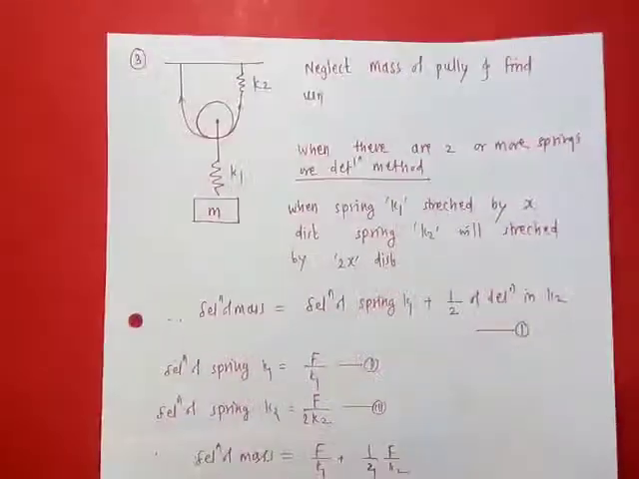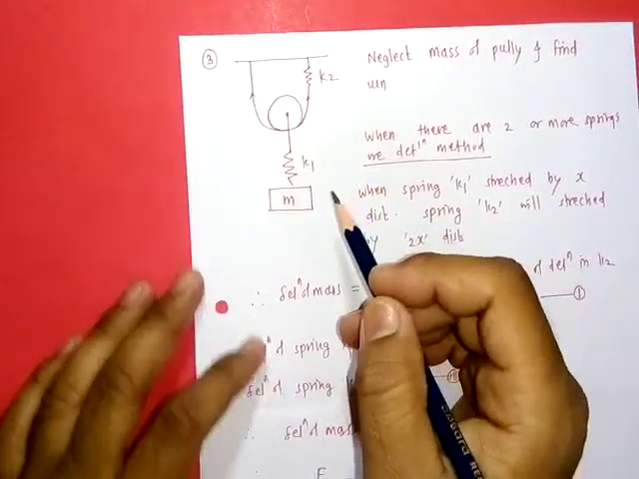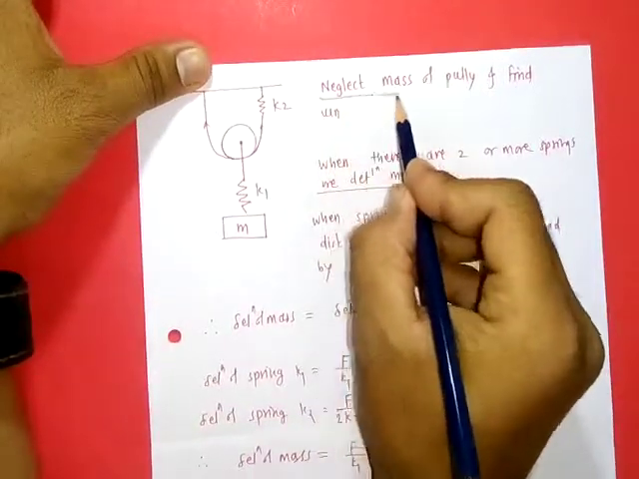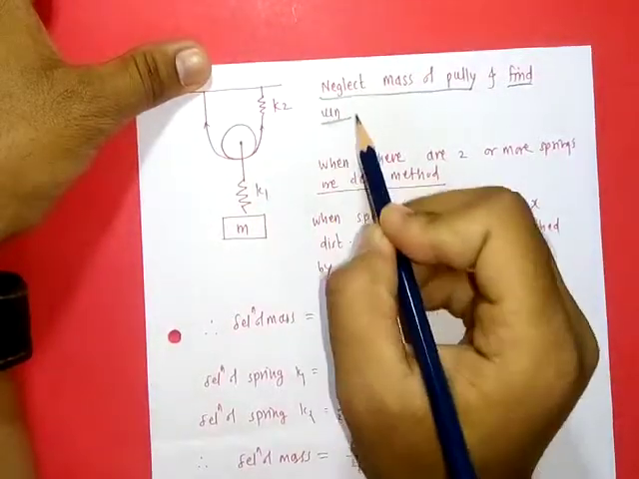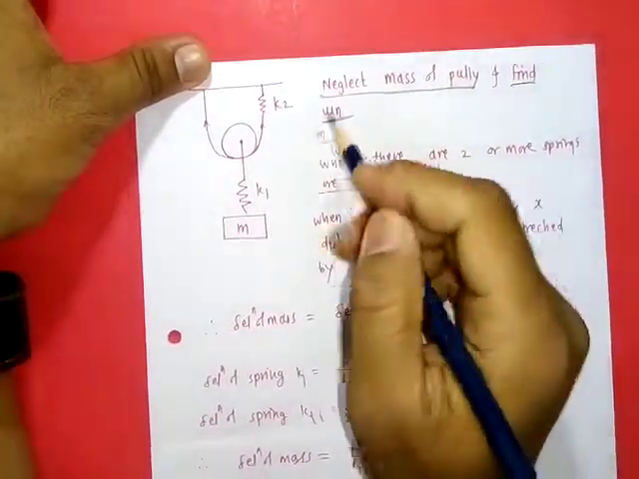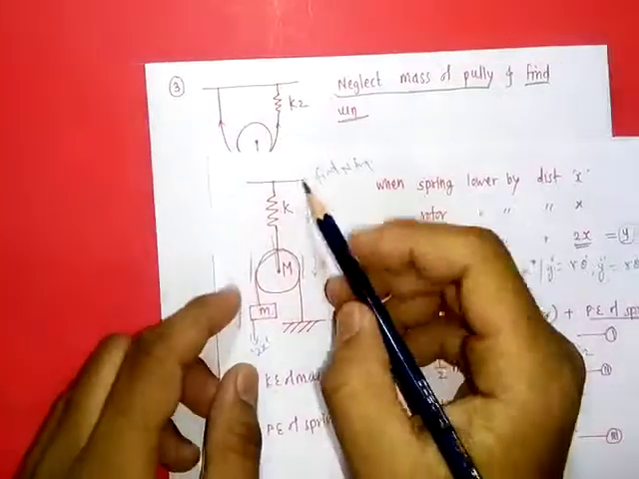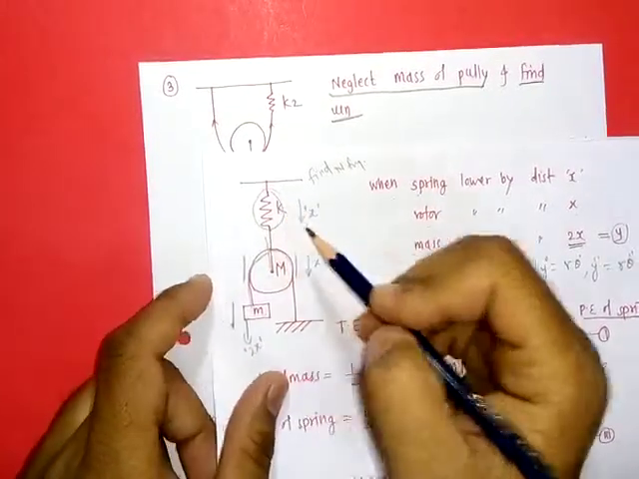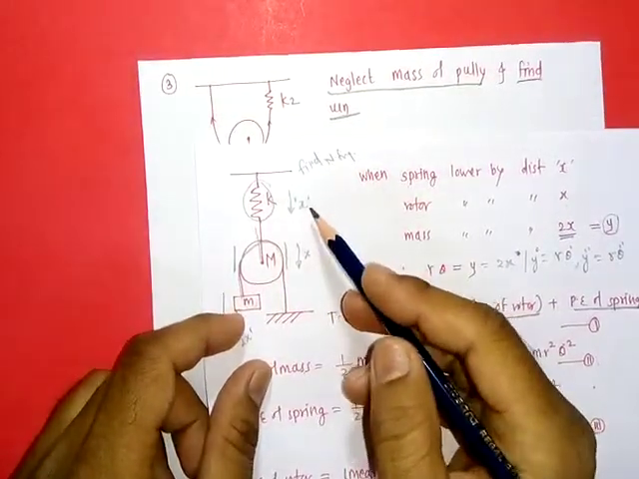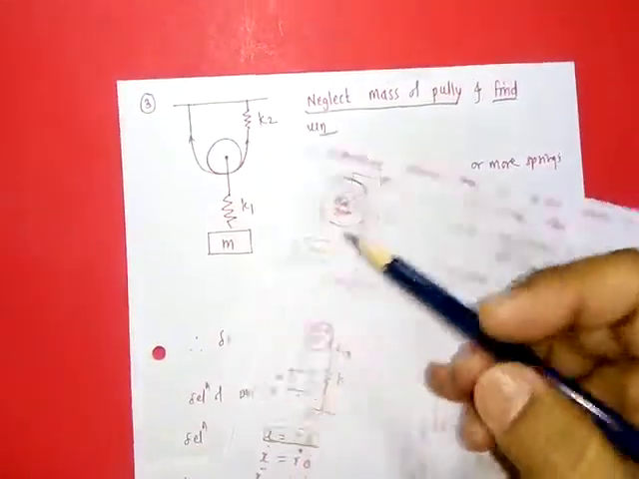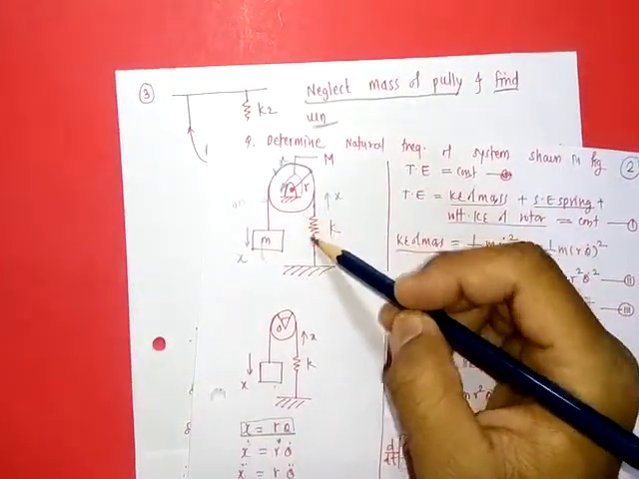Let's check another numerical. This is again a simple one. Here again, it asks to neglect the mass of the pulley and find the natural frequency. In the last two problems, there is a single spring, so we can calculate the deformations of this m and this m easily in terms of the spring. Here also there is a single spring, so we can easily find these deformations.